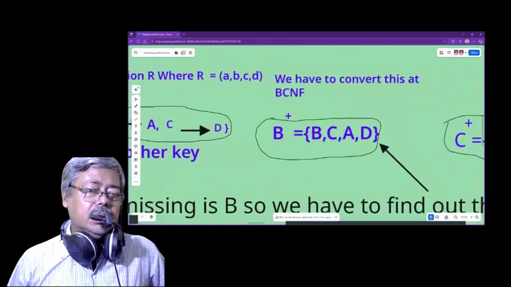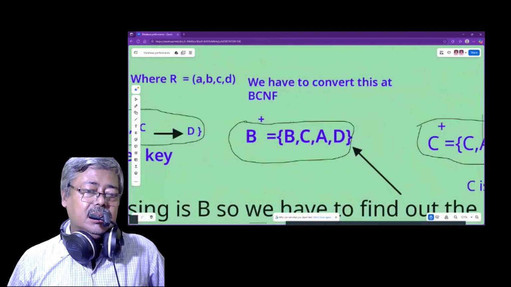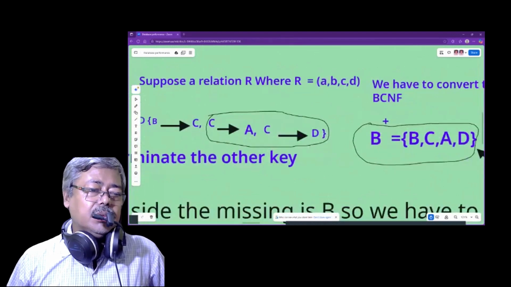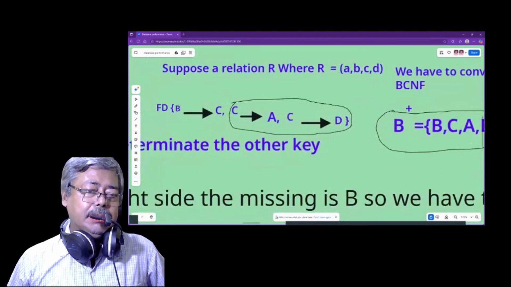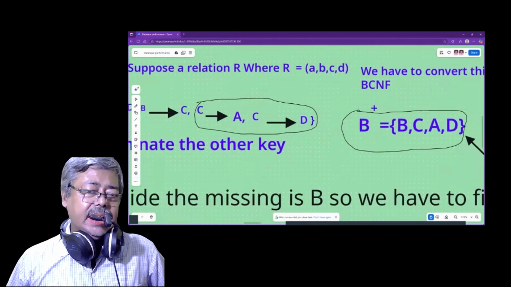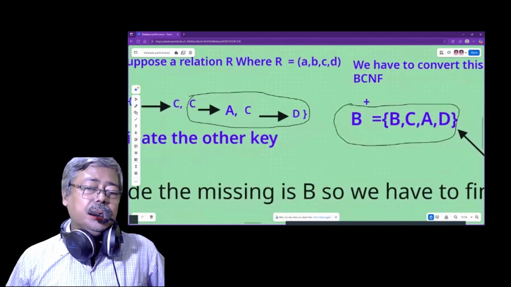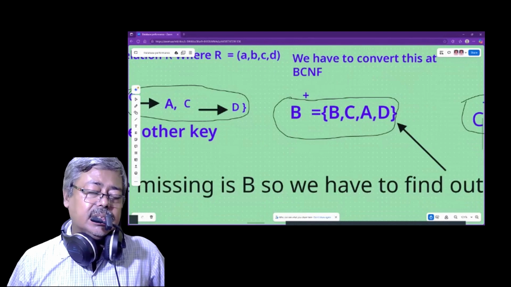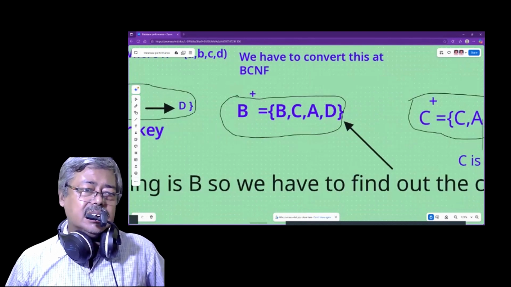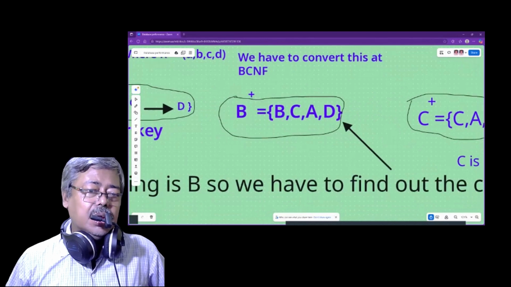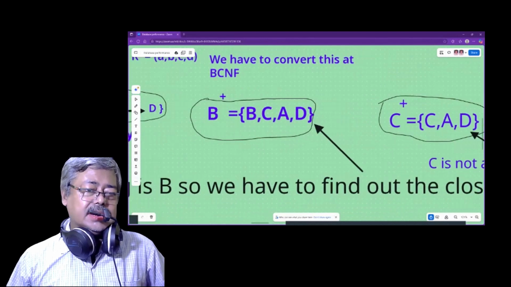Now we have to find the closure of the elements. First, the closure of element B. How do we find the closure of B? B is identifying C, C is identifying A, and C is identifying D. So B is identifying C, C is identifying A, and C is also identifying D. So the B closure is BCAD. That is, all attributes of the relation are present in the B closure. So B is a super key of this relation.